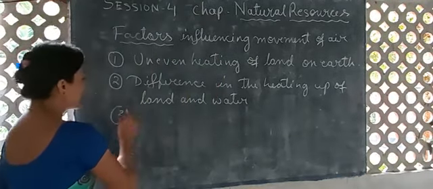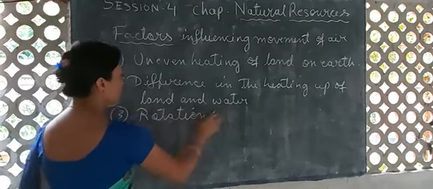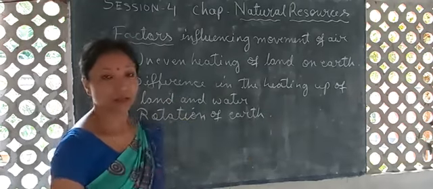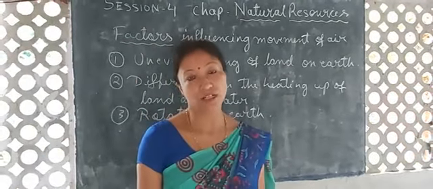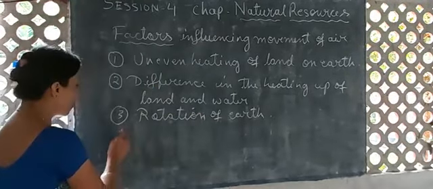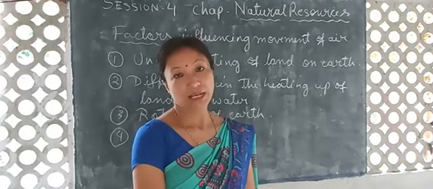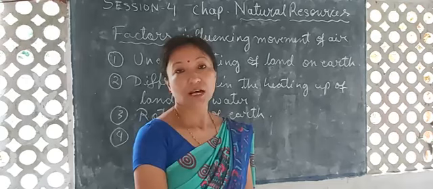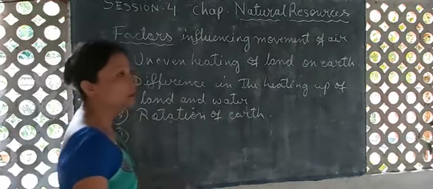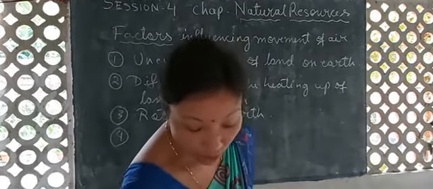Then thirdly, rotation of the earth will also affect the movement of air. This we also discussed in our last class. Then fourth, the presence of mountains. Because of the geographical natural barrier and all, that will also affect the movement of air.